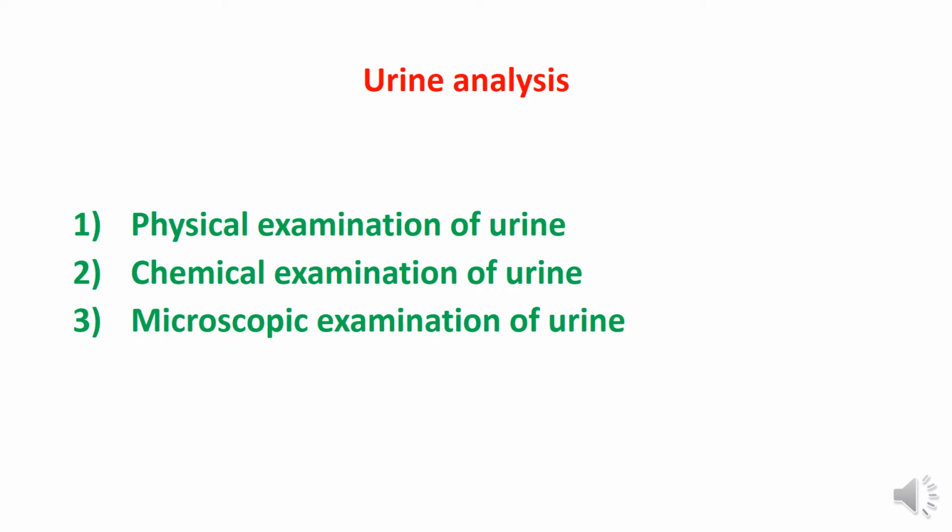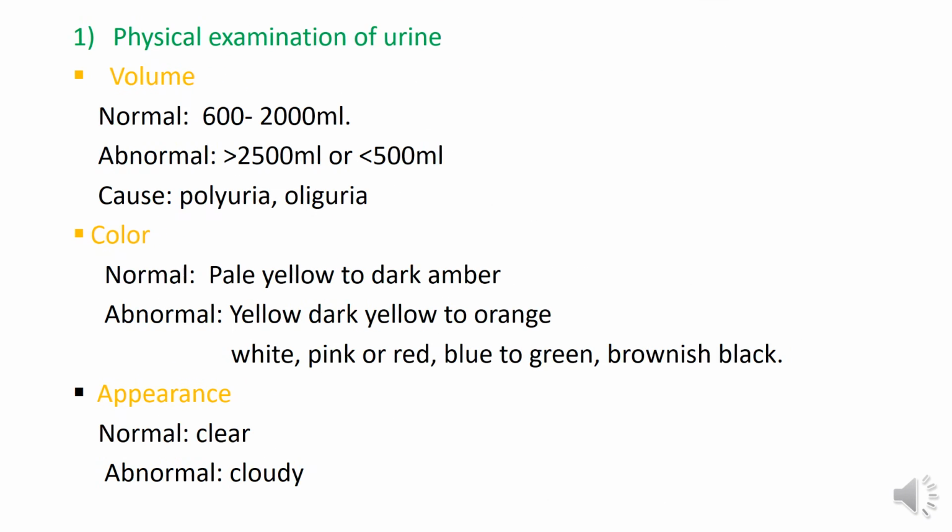Then we are going to start urine analysis. Urine analysis is based on 3 types. The first type is physical examination of urine, the second is chemical examination of urine, and the third is microscopic examination of urine. First is the physical examination of urine. The various aspects studied in the physical examination of urine are volume, color, appearance, odor, reaction, pH, etc.